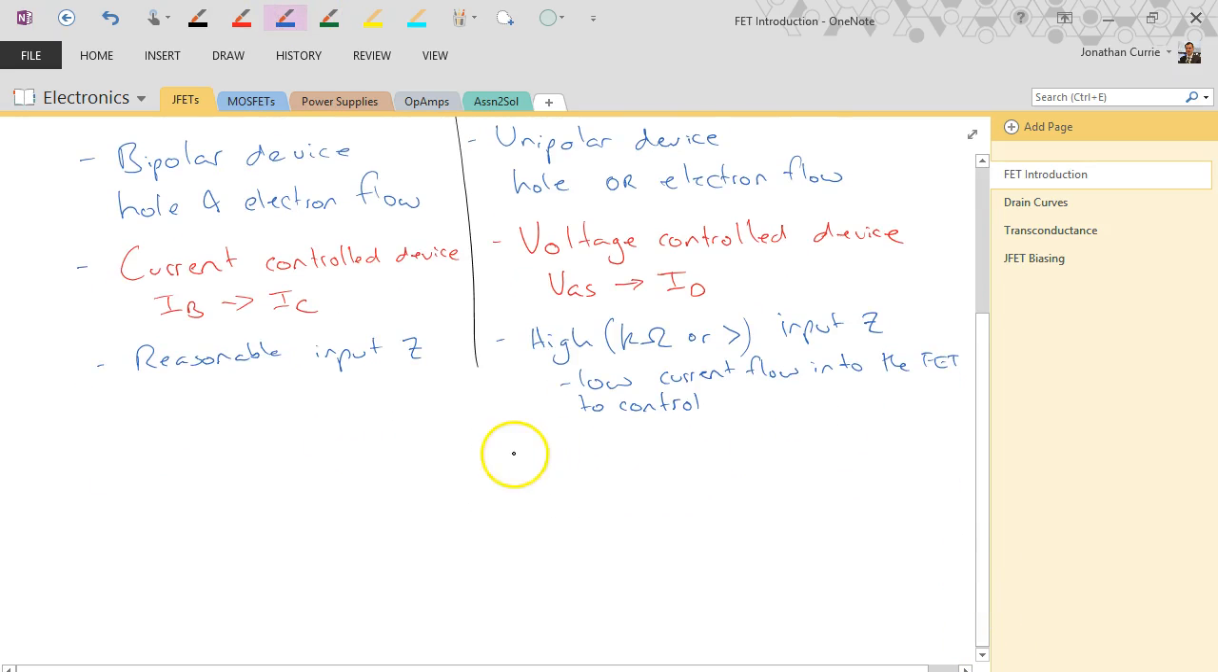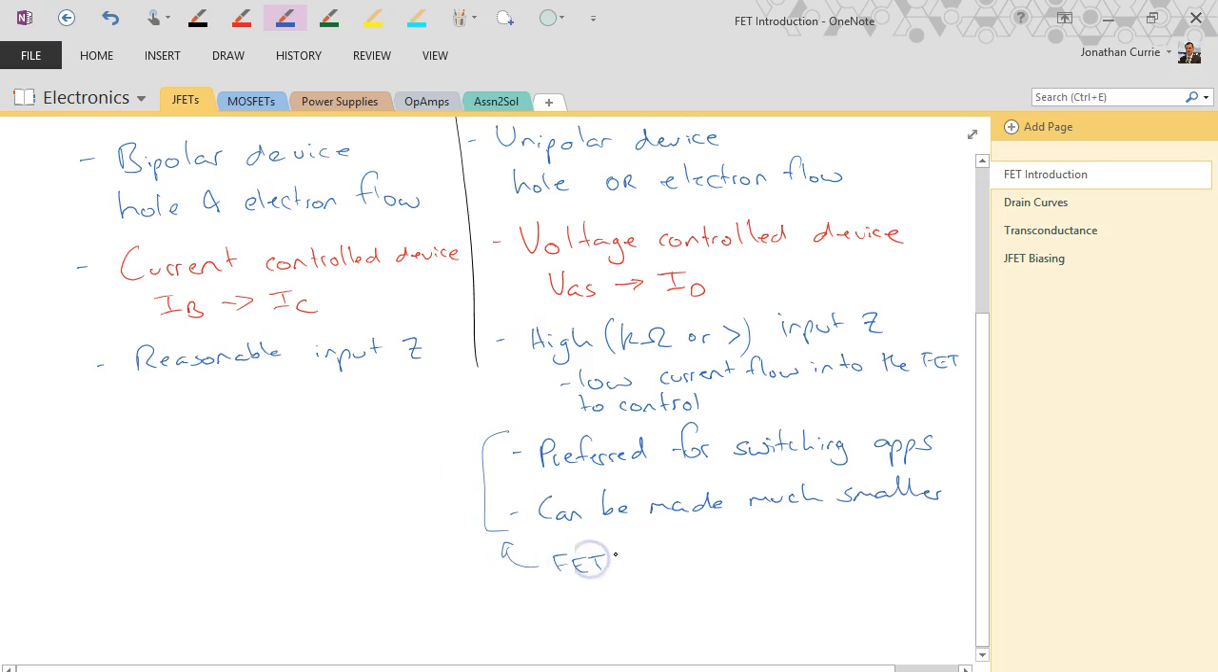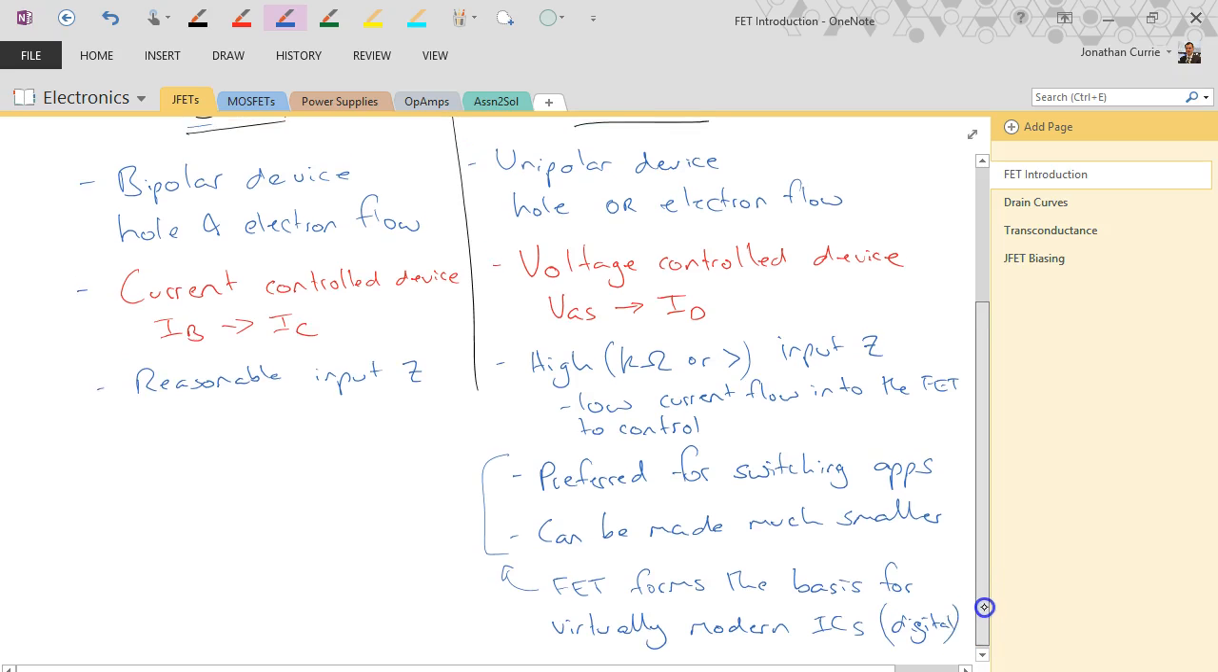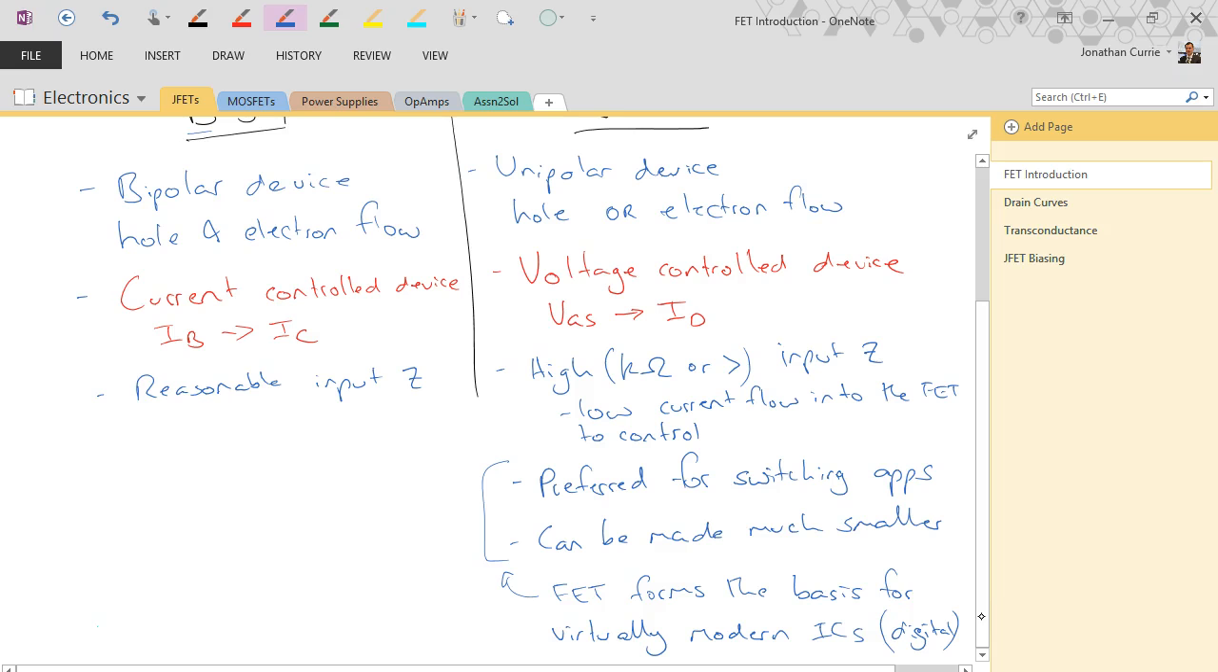And therefore, our FET is actually preferred for switching applications. And in addition, it can be made much smaller than an equivalent BJT, and these two together mean that the FET, not necessarily the JFET, but the FET as a family, forms the basis for virtually all modern integrated circuits, or at least digital integrated circuits. So FETs have really revolutionized the way that we can make small electronic switches that operate within a digital circuit. So very, very widely used through all processors and all digital ICs.